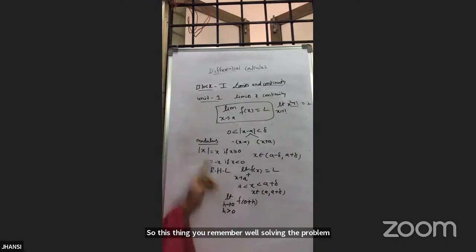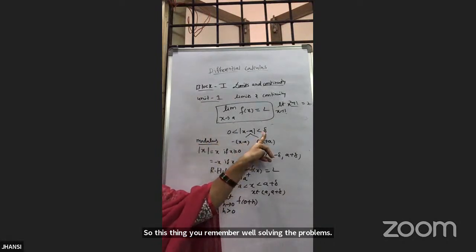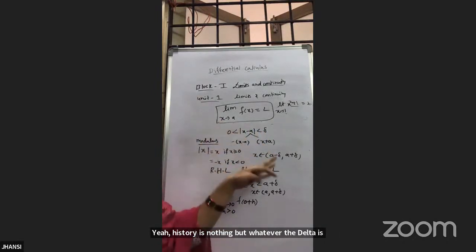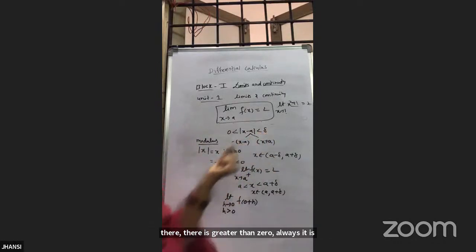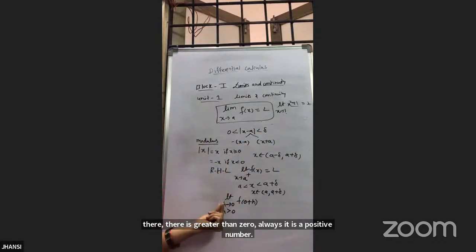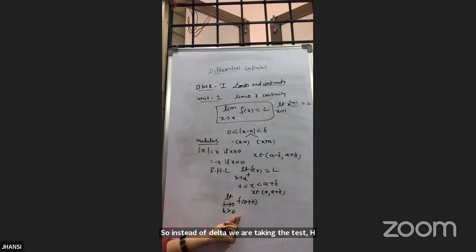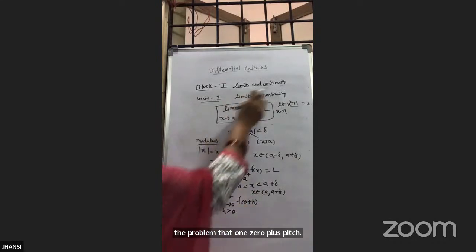Here h is nothing but whatever the delta is. Delta is greater than 0, always a positive number. So instead of delta, we are taking it as h. H is tending to 0, h is always greater than 0. In place of x, whatever the limit value is given in the problem, that one plus h. That is the RHL. Similarly, you can go to the LHL.